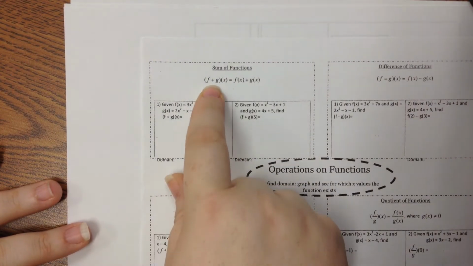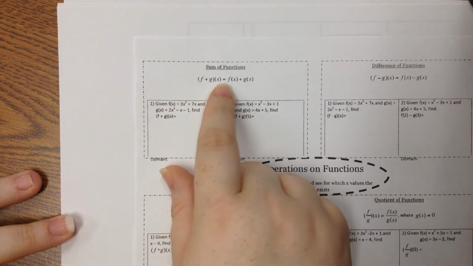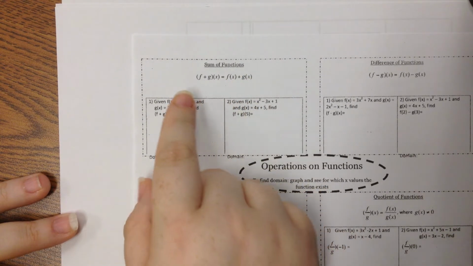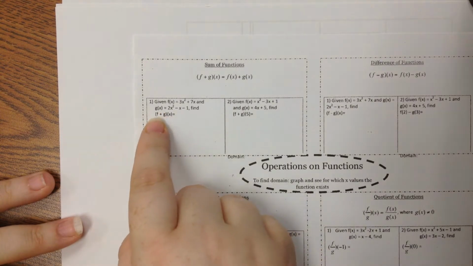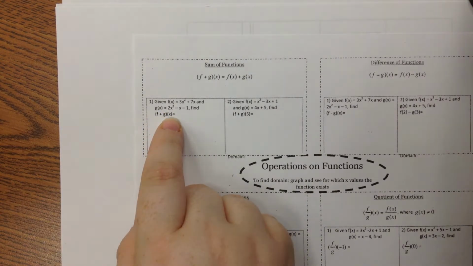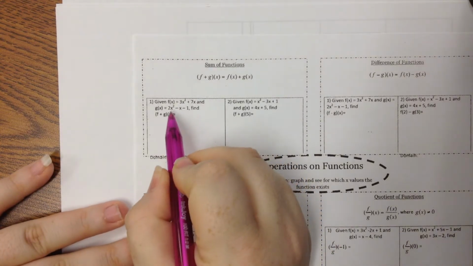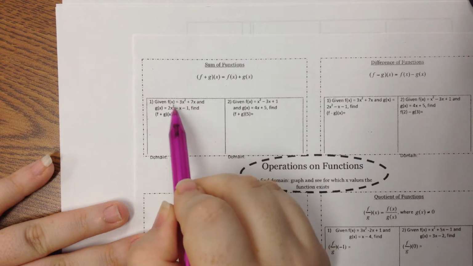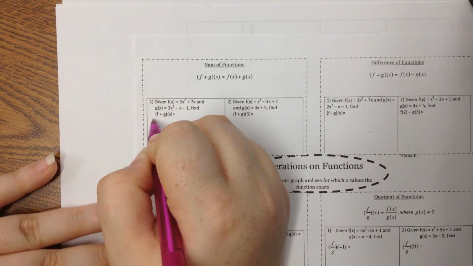We're going to start with the sum of functions. This says f plus g of x really means f of x plus g of x. We're going to add the functions together by combining like terms. So first, I'm going to write down the f of x. And when we're adding, subtracting, or multiplying functions, we want to make sure we keep our function group together. So I'm going to keep my f of x inside of parentheses at the beginning.